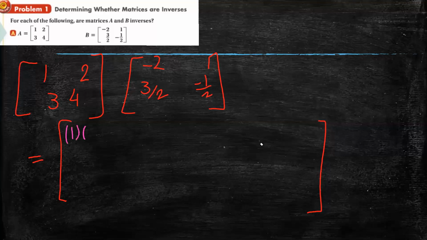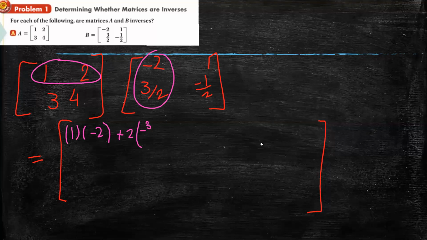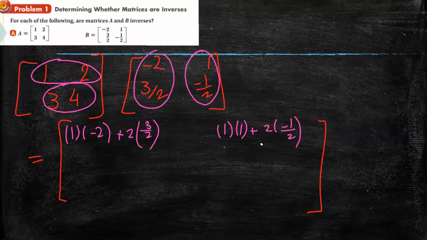The first row with the first column: 1 times negative 2 plus 2 times 3 over 2. The second one: 1 times 1 plus 2 times negative half. Then 3 times negative 2 plus 4 times 3 over 2. 3 times 1 plus 4 times negative half.